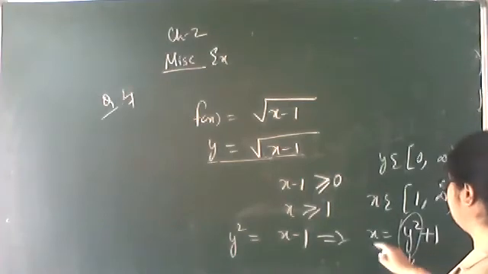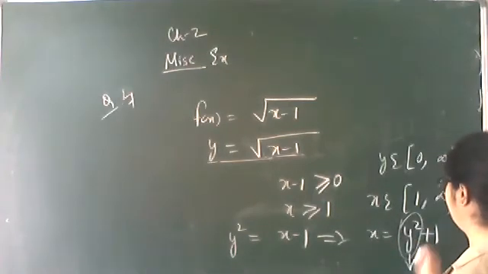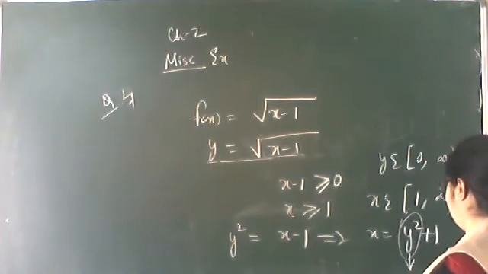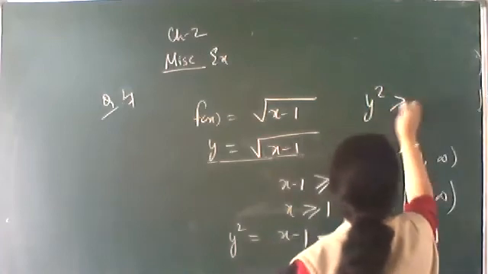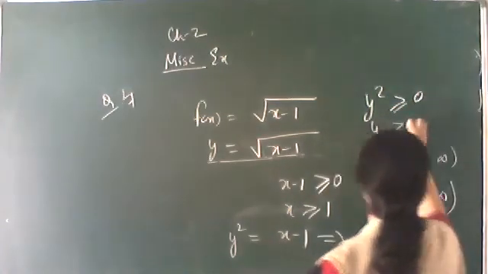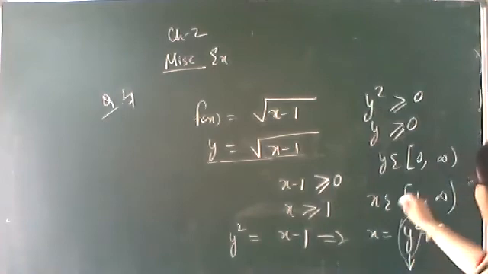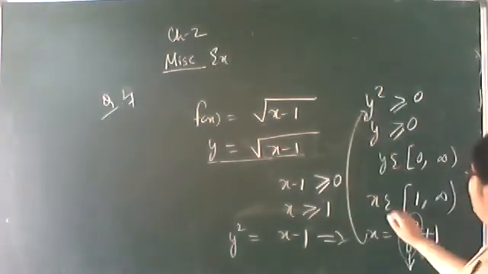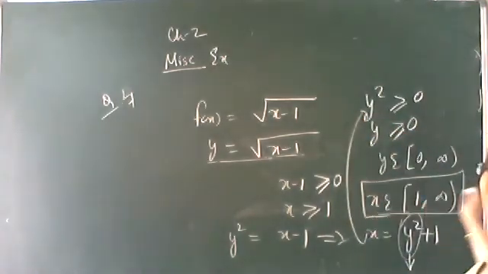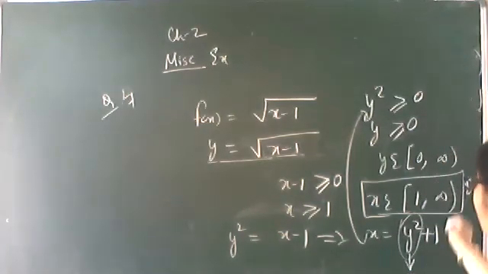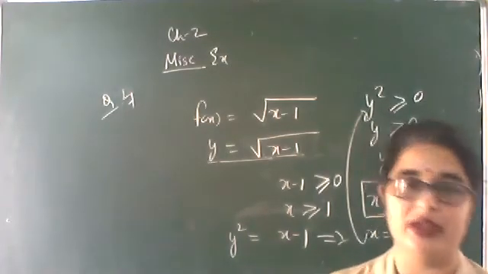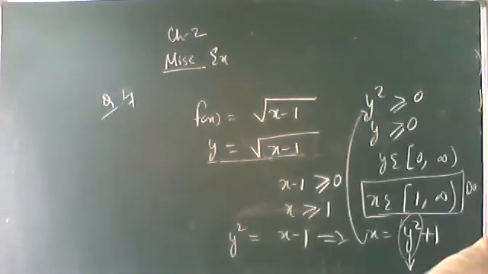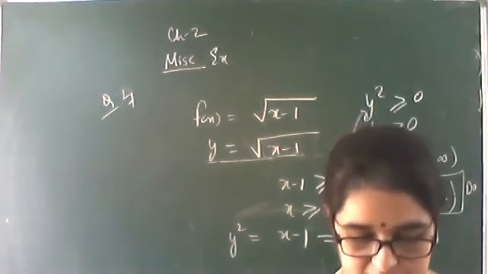From here also you can see, by squaring, y square is greater than or equal to 0. This implies y is greater than or equal to 0. From here also you can see, or directly from this value of domain also you can get the values of range. I think it must be clear. If there is any problem, please students ask.